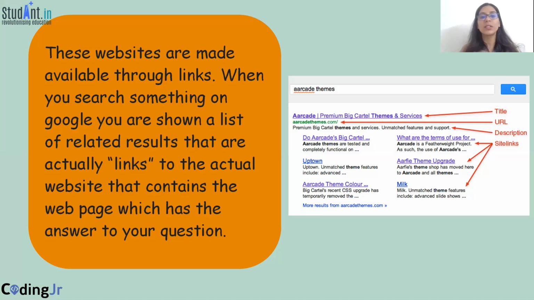Whenever you search something on Google, you can see that there is a list of the relatable results, right? Those links actually connect you to the web page. Those links connect you to the actual websites that contain the web pages that can answer all of your questions. Is it clear? All of these websites are available to you through links. Whenever you type something on the search bar and you search it, you can see a list of relatable links that connect you to the website that will lead you to the answer to your question.